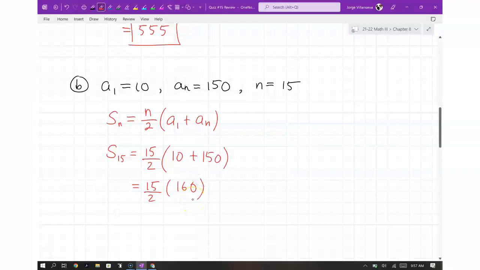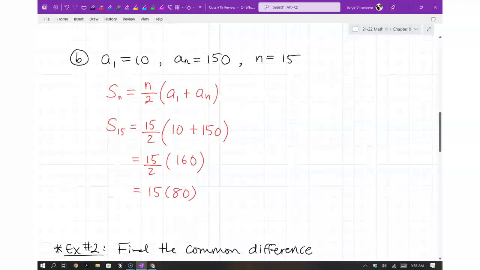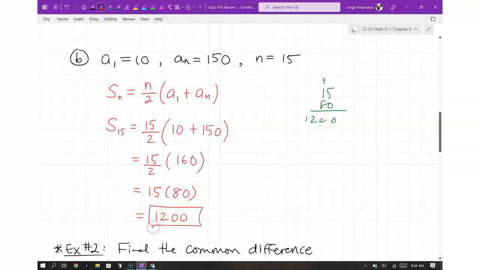Now 160 divided by 2, that's 80. So that's 15 times 80. Okay, and let's see, 15 times 80, that's 1200. So this adds up to 1200.